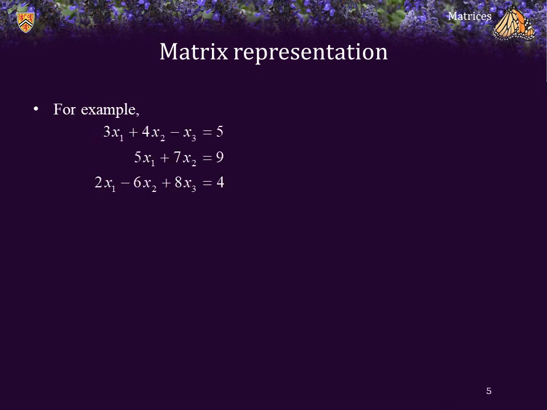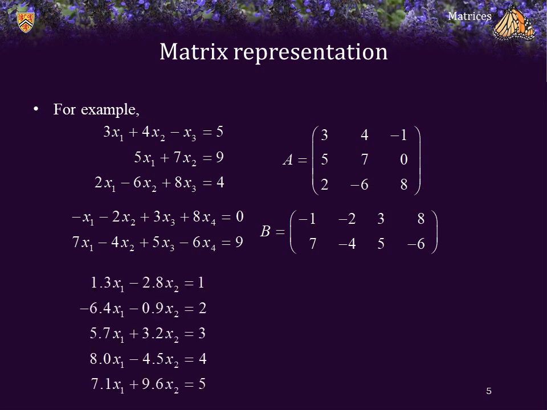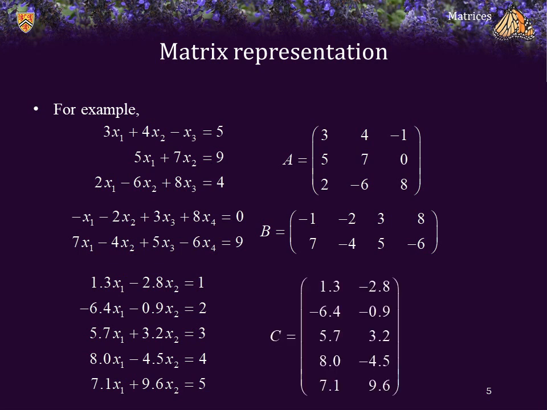For example, given this system of 3 equations and 3 unknowns, here the matrix A stores those coefficients, and as you can see, the second equation has a 0 coefficient for x3, but nevertheless we enter that value into the matrix. Here we see a system of 2 linear equations in 4 unknowns, and here is the corresponding matrix of the left-hand coefficients. Finally, here's a system of 5 linear equations in 2 unknowns, and here is the corresponding matrix of the left-hand side coefficients.